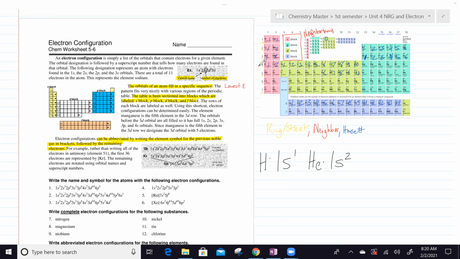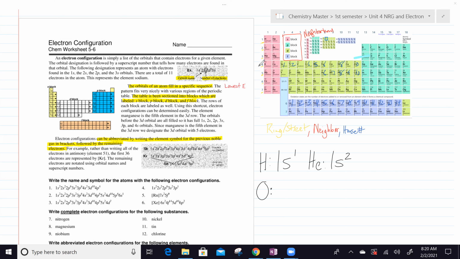Let's just say we were doing oxygen, okay? All right. Here's what I can do. Instead of saying 1s1 and 1s2, because for me to do oxygen, let me erase some stuff here. All right, for me to do oxygen, let me show you what I have to do.